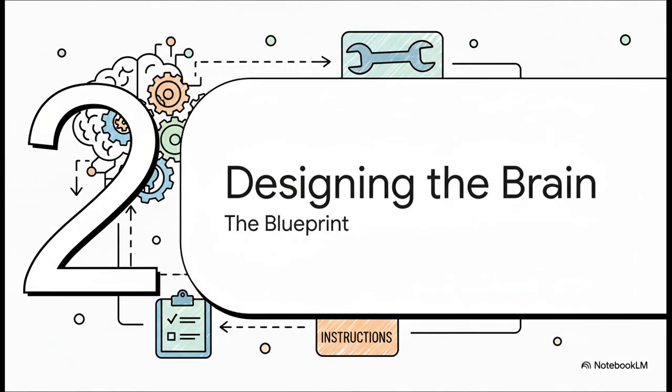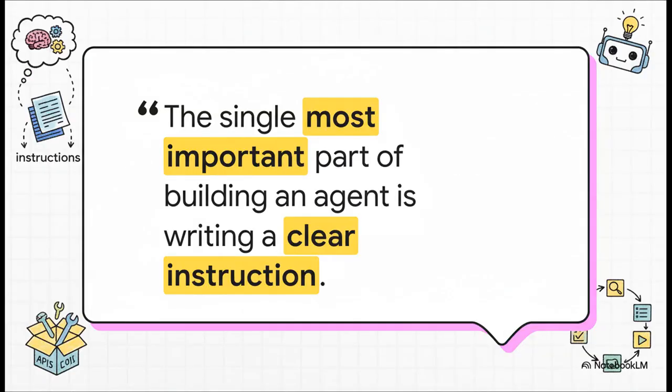So we know what an agent is, but how do we actually build one? Well, it all starts with designing its brain. This is the blueprint for its intelligence. And here's something that might surprise you. The most crucial part isn't some crazy complex code. It's this. The single most important part of building an agent is writing a clear instruction. Yep, everything starts with simple, clear human language.